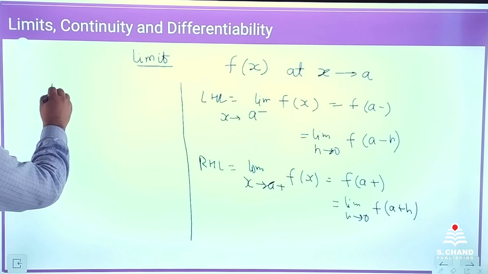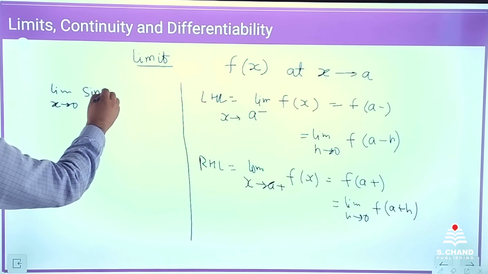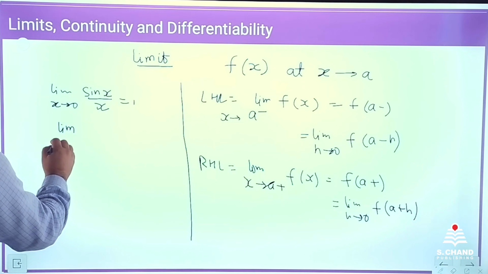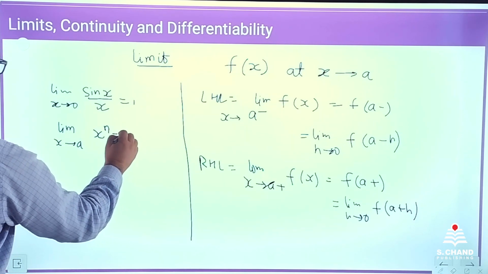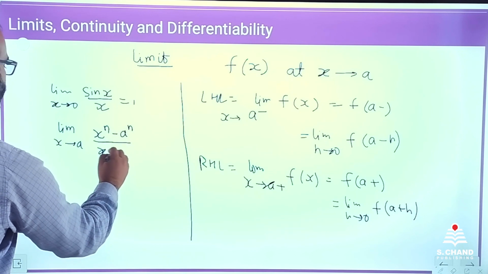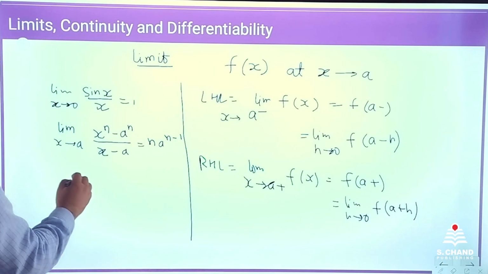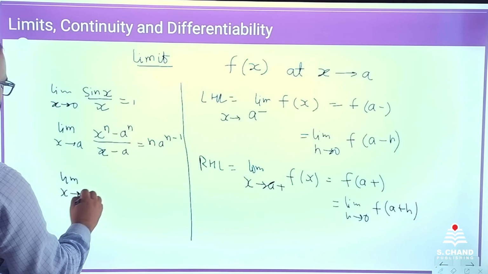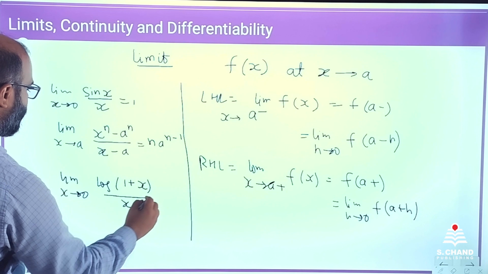For example, limit x tending towards 0 of sin x upon x is equal to 1. Limit of x tending towards a, x to the power n minus a to the power n by x minus a is equal to n a to the power n minus 1. Then we have limit x tending towards 0 of log of 1 plus x by x, it is equal to 1.